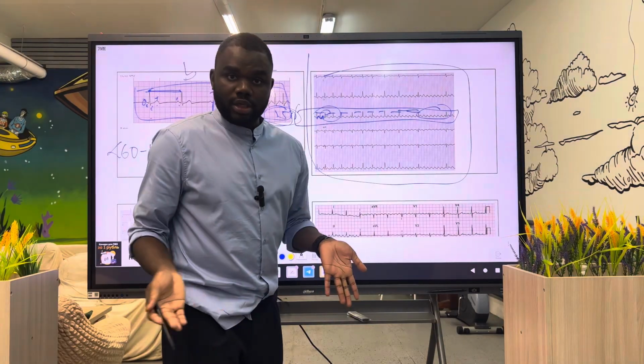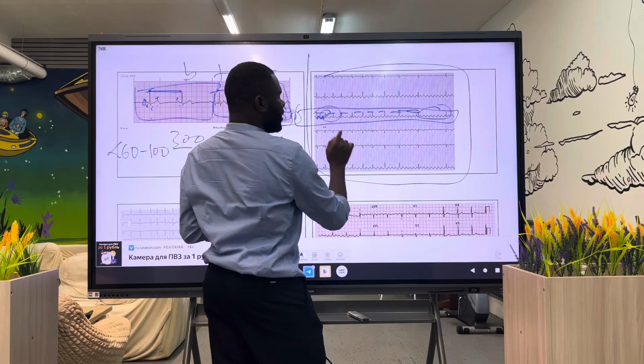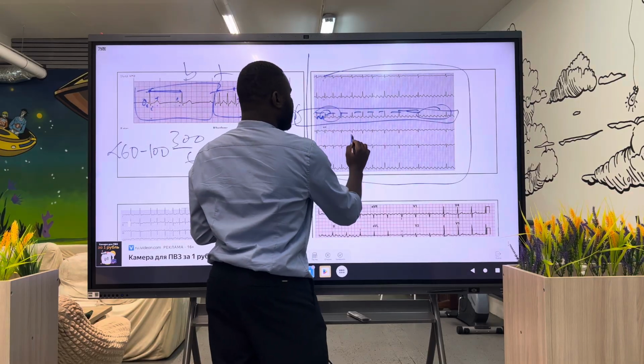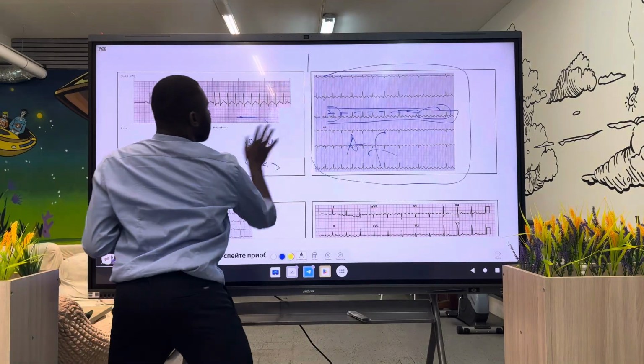Probably there's heart block there, right? So it's possible that there's heart block. But we see formation of sawtooth. So this is known as what? A flutter. Atrial flutter.